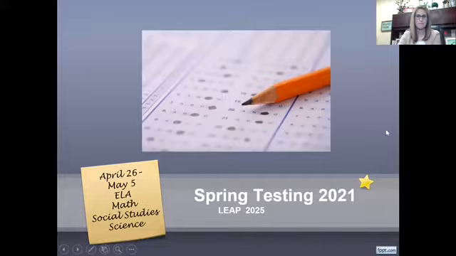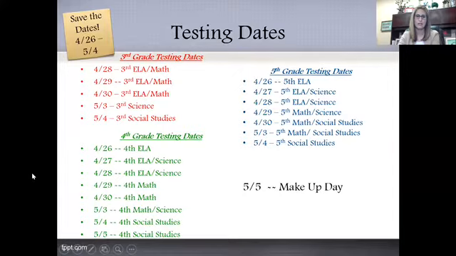So I'm going to go over testing dates with you as I share my screen real quick. Okay. So our testing dates are going to be from April 26th through May 5th, and not all students will test on the same days. We've broken it down here for you. Third grade doesn't start until April 28th. Fourth grade and fifth grade do begin on April 26th, and their testing dates look a little bit different.